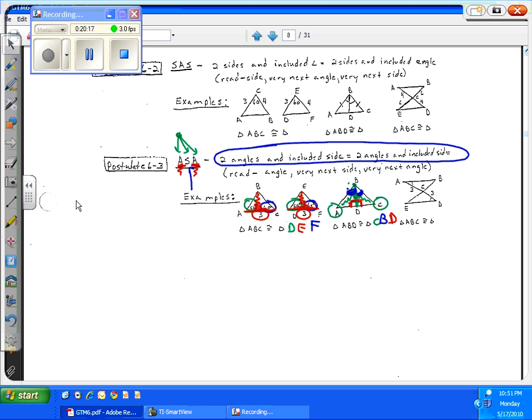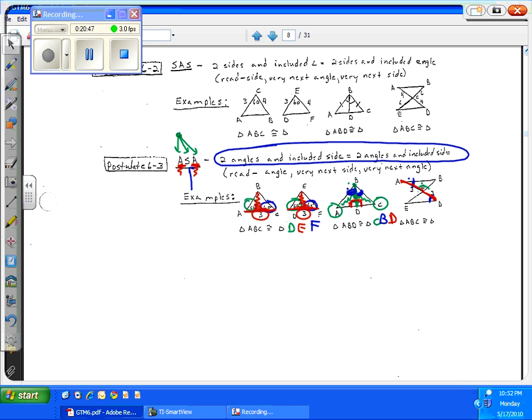Well, when we look at the next picture, we have that angle A is equal to angle D, so there's an angle. We have that side AC is 3 and side CD is 3, so we have a side. So we've got an angle and a side. But what else do we have? Well, we've got a couple of things.